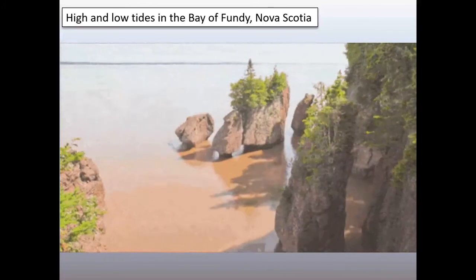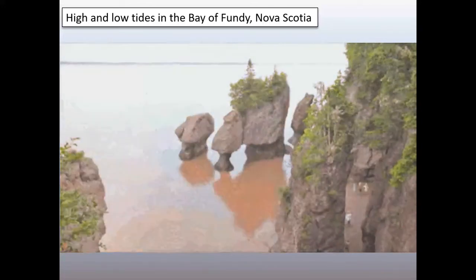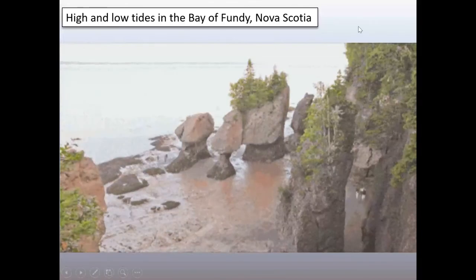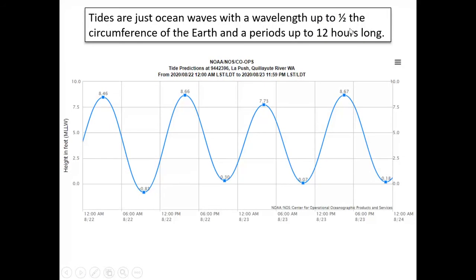But you can see how it is, in fact, like a wave with this, right? With a crest and a trough, just like a normal wave. You can see it really clearly here. Again, these are high tide and low tide, over a period of a couple days. You can see going from 12 a.m. to another 12 a.m. and another 12 a.m. So this is over a period of about a day and a half.